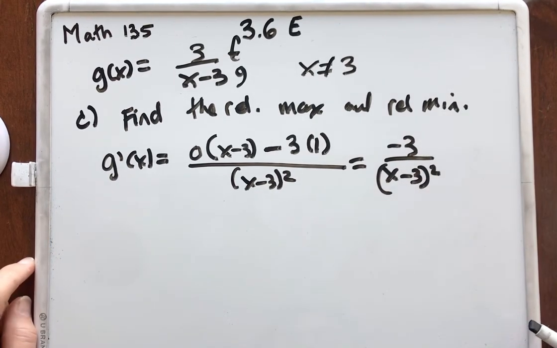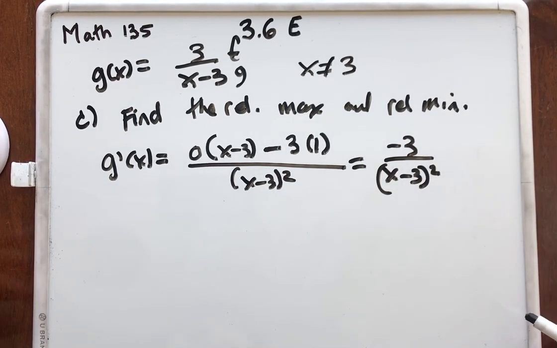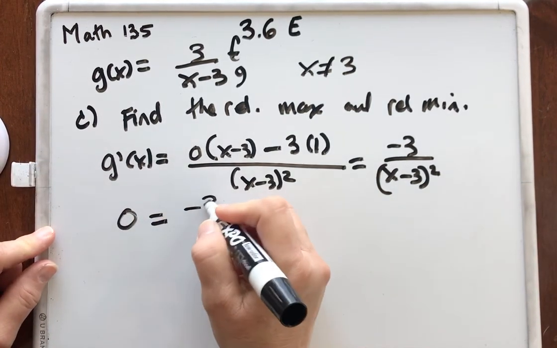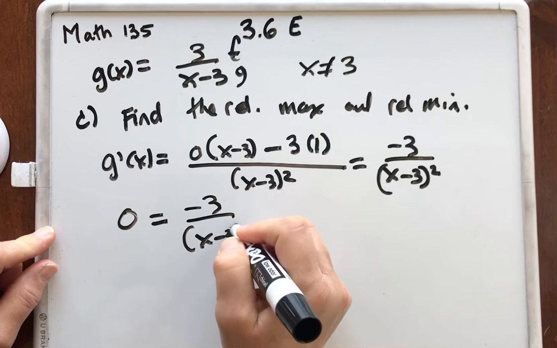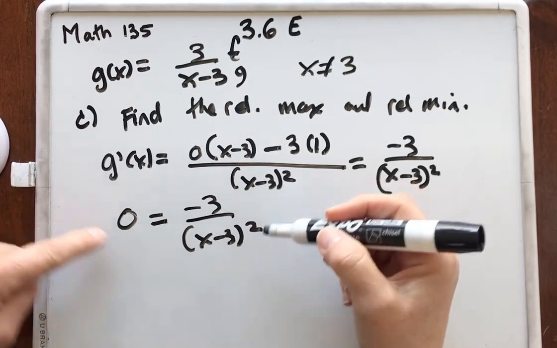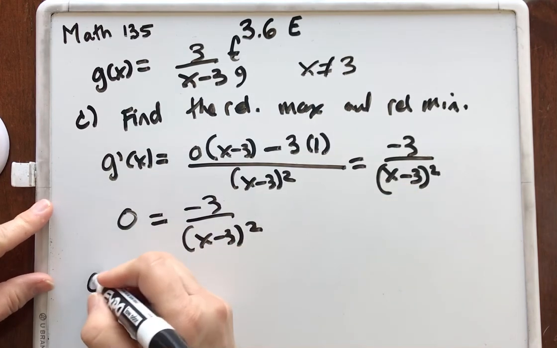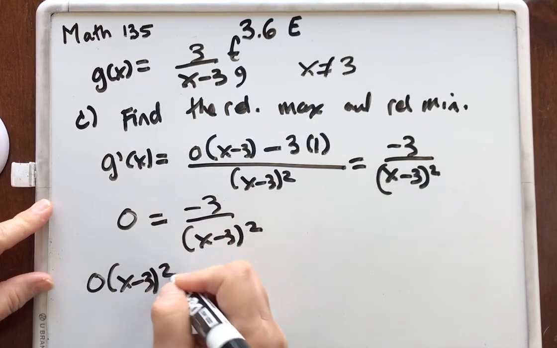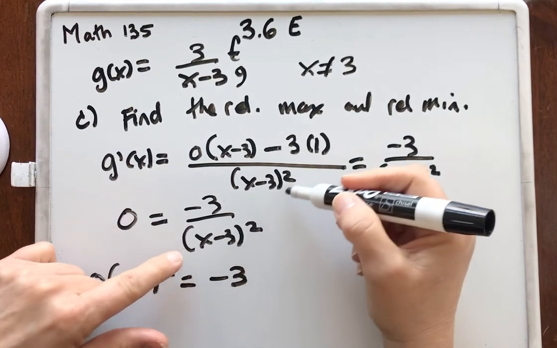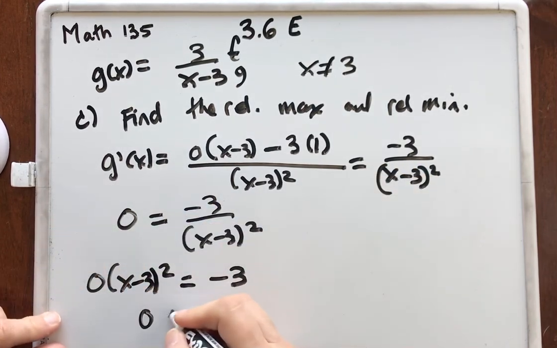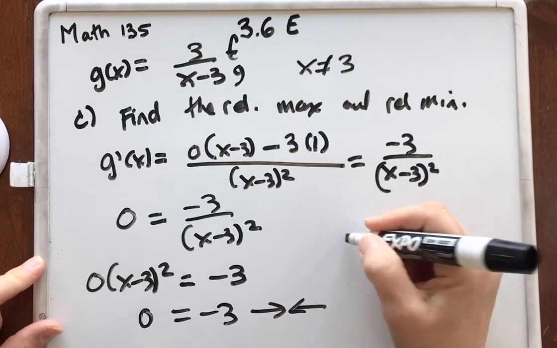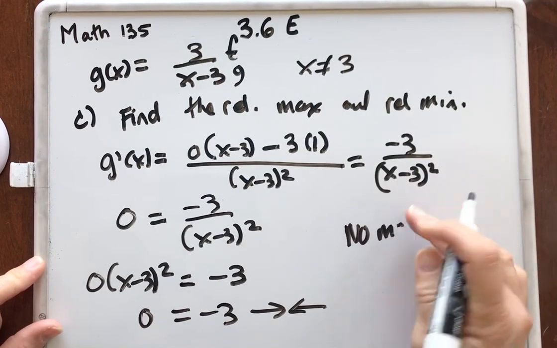Okay, to find the relative max and relative min, we'd set g prime of x equal to 0 to start. And we see we have a problem here too. If we multiply both sides by (x minus 3) squared, multiplying here, it goes away. Here we have 0 equals negative 3. Conflict, doesn't work. So there is no relative max or min.